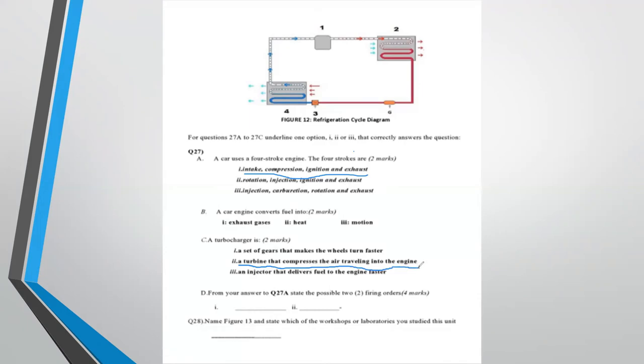The next question is what? From your answer in question 27A, state two possible firing orders. Okay, firing order. When you say firing order, you see these engines, they contain cylinders. An engine can contain four cylinders, some contain five, some three, and others. So for these cylinders, in stroking, they don't all move together. They follow an order to move. So this is the concept of firing order.